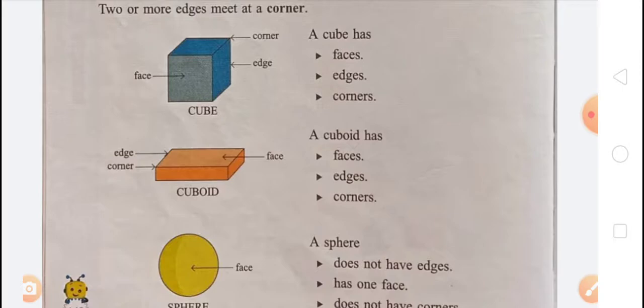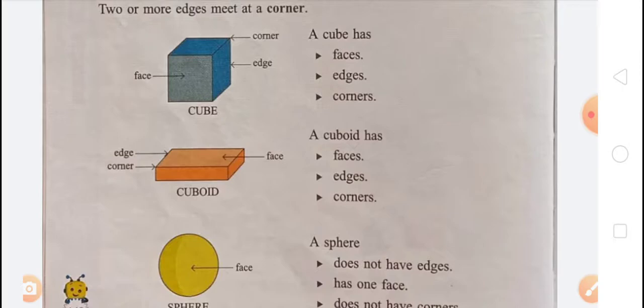So let's count. A cube has 6 faces, 12 edges and 8 corners. Okay, so next is cuboid. A cuboid also has 6 faces, 12 edges and 8 corners.